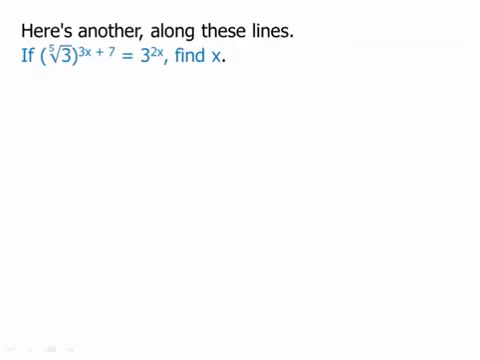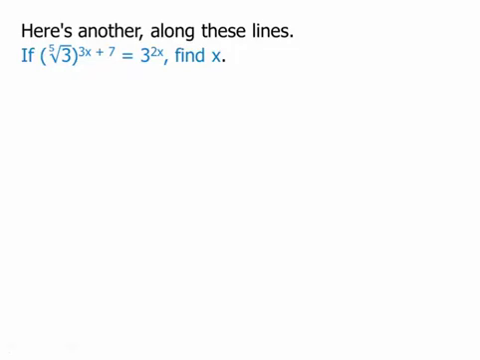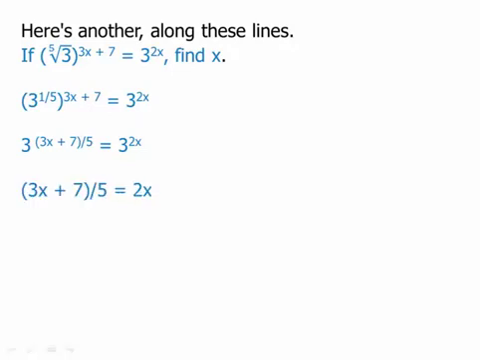Here's another along these lines. Pause the video and work on this. Of course, we have to rewrite that root as a fractional exponent, as we learned in the previous lesson. So the fifth root of 3, we have to rewrite as 3 to the power of 1/5. Now we'll multiply the exponents. Now we have equal bases, so we'll just set the exponents equal, multiply by 5, and then just do ordinary algebra to solve.